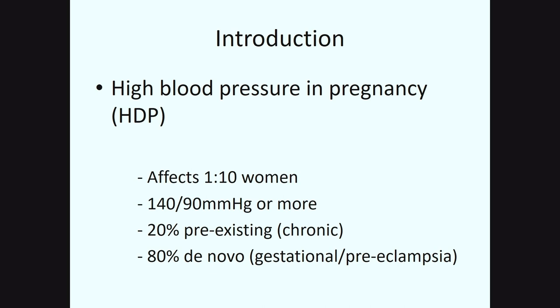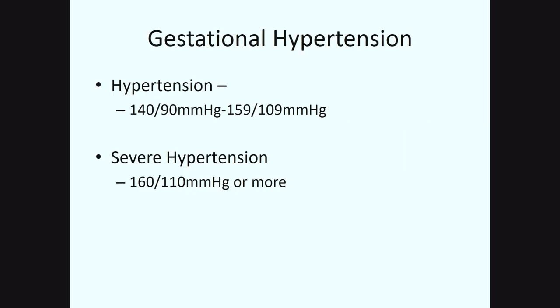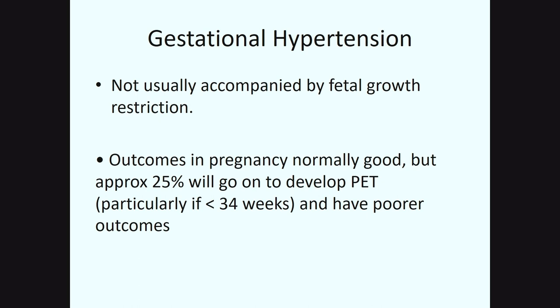We'll go through gestational hypertension and two different entities of gestational hypertension. Hypertension means a blood pressure of 140 by 90 and less than 159 by 109. And severe hypertension means the pressure is 160 by 110 or more. An important thing is that gestational hypertension is not usually accompanied by fetal growth restriction. Outcomes in pregnancy are normally good, but approximately 25% will go on to develop PET symptoms, particularly if less than 34 weeks, and have poor outcomes.